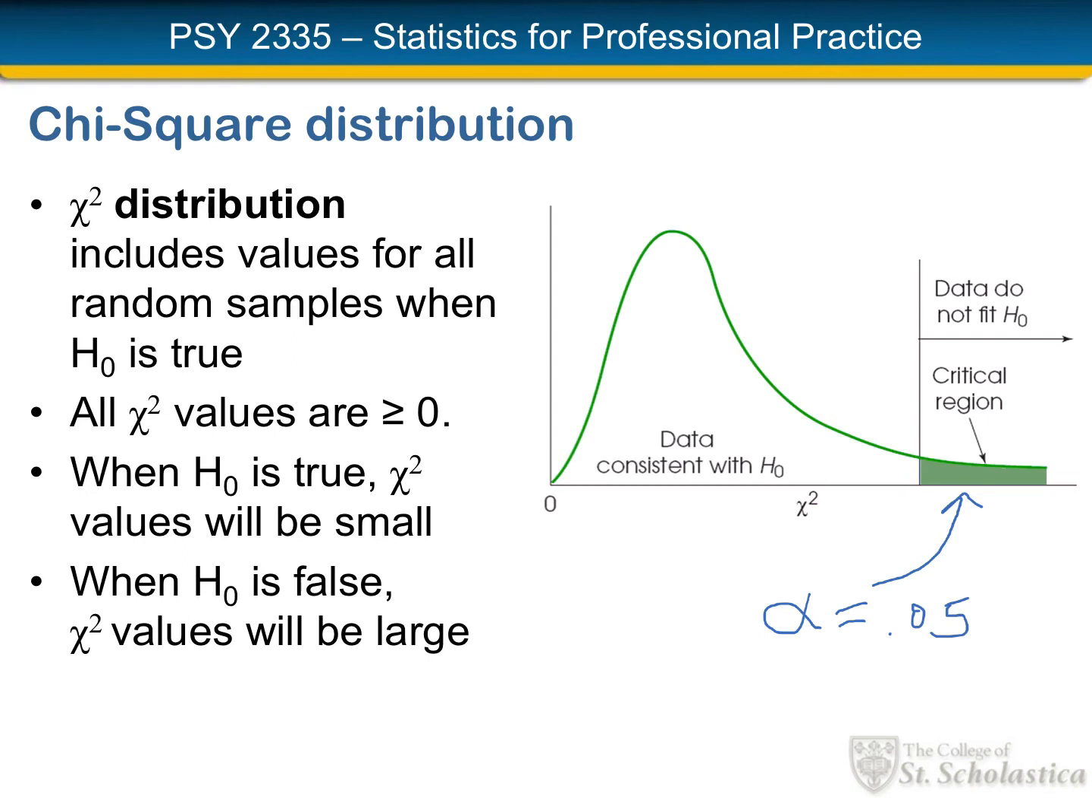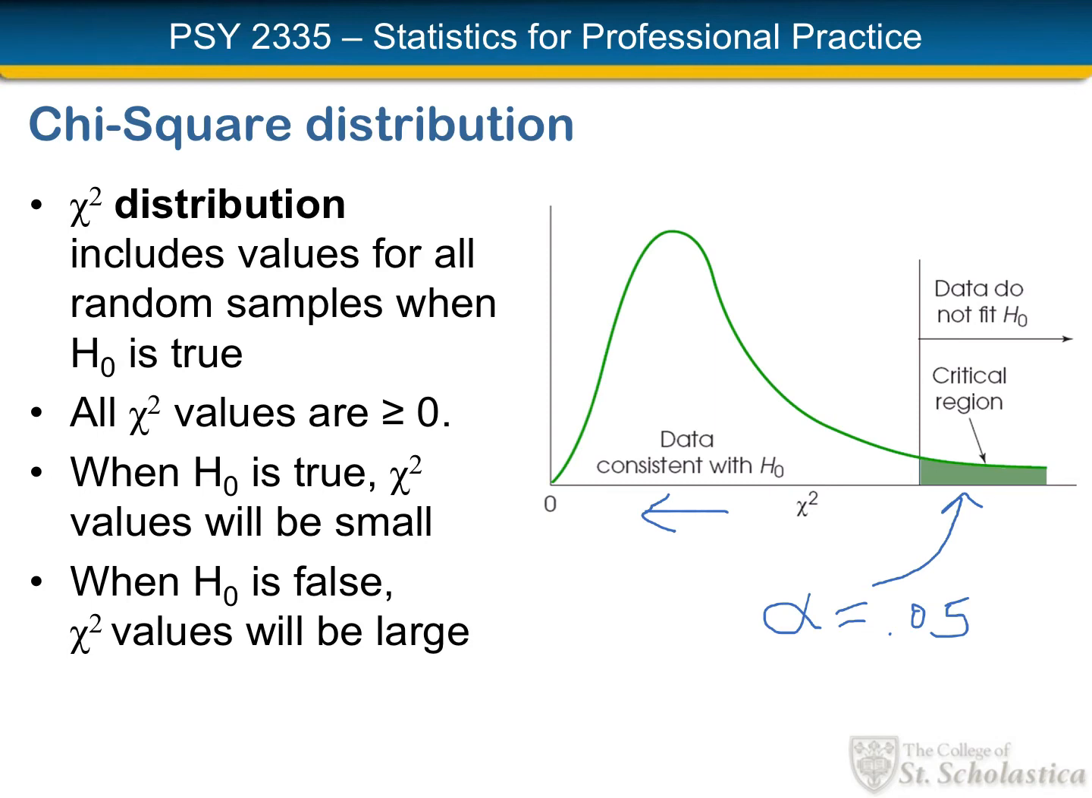When I'm working with computing by hand, I end up computing a chi-square statistic and looking up a critical value in a table. When I'm working with Excel, it will give me the p-value directly, and I don't need to look in the table at all. So when the null hypothesis is true, the chi-square values will be relatively small, and they'll be in this area that's consistent with the null hypothesis.